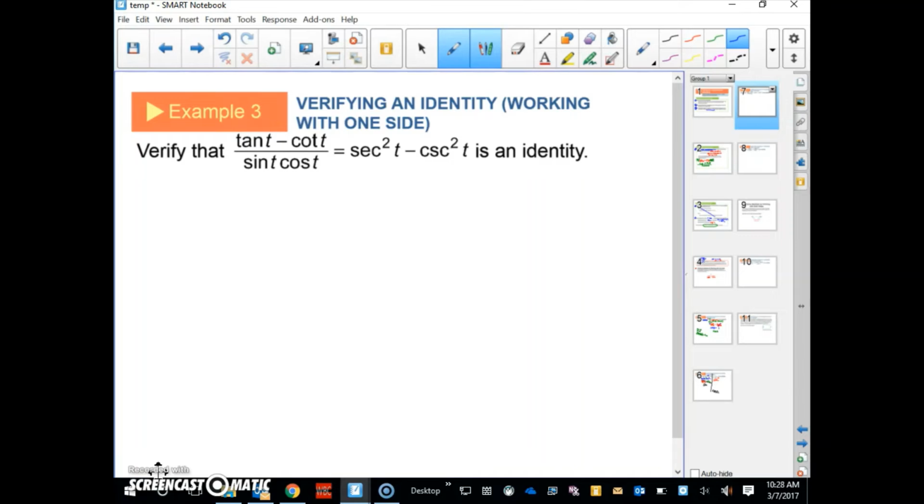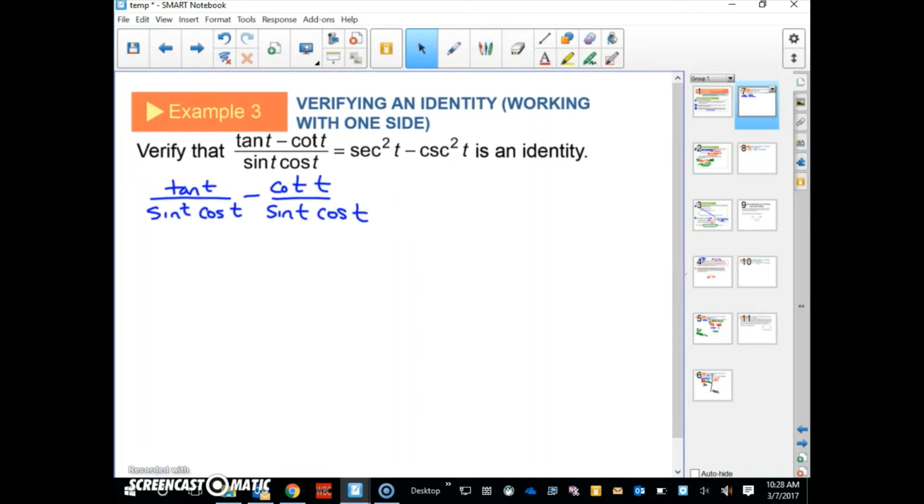Okay. Example 3, we're verifying this one. Again, you would want to start with whichever side you think looks more complicated. To me, it looks like the left side is more complicated. So we've got this fraction. Usually fractions are kind of tough. But you don't really see what to do. One thing you can always do is change things into sine and cosine, I suppose. But what I'm going to do is split up the fraction. Okay? I'm going to split up the fraction, and that's going to say tangent t over sine t cosine t minus cotangent t over sine t cosine t.